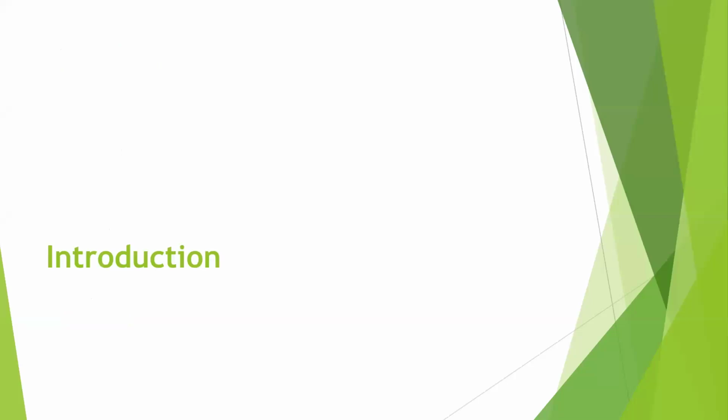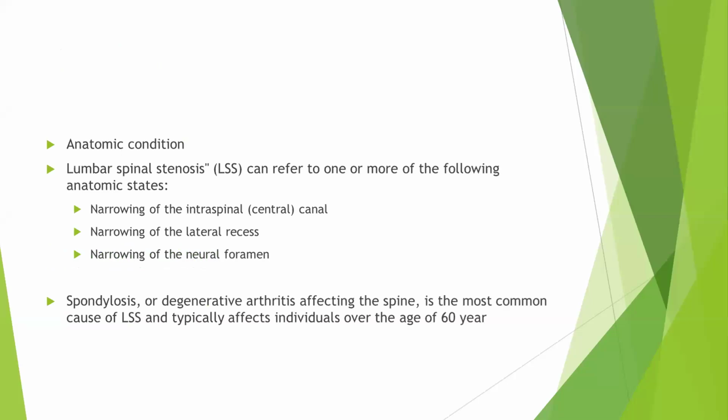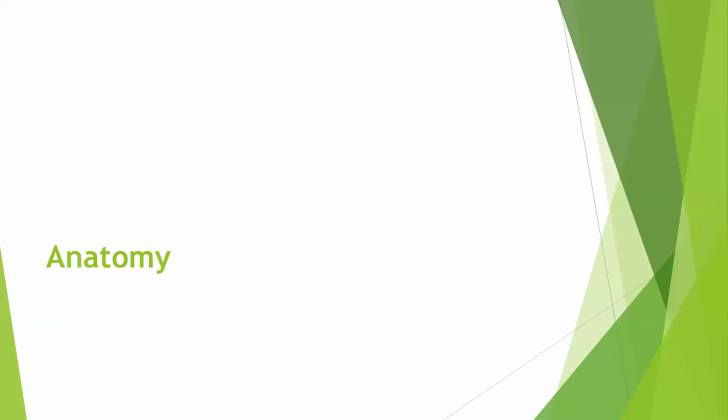So stenosis, as you all are aware, is narrowing, and it's an anatomical condition in the spine. In the lumbar spine, it can be narrowing of the canal or of the neural foramen itself, and the most common cause is degenerative arthritis. The most common age group is 60 and above. So a little bit of background of the anatomy, basic clinical anatomy, I would say.